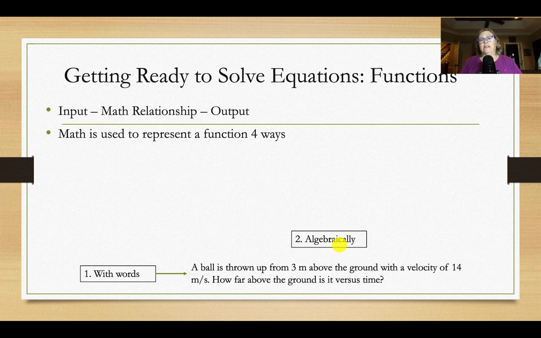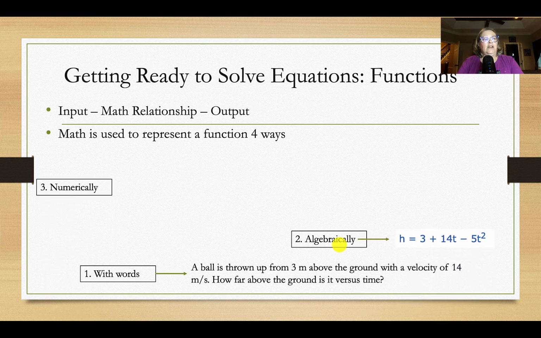We can also represent that algebraically. So we can turn those words into an algebraic expression or equation or formula. And in this case, it's that the height of the ball, how far it is above the ground, is equal to 3 plus 14t minus 5t squared. And you get that equation using the velocity and the acceleration in physics. I didn't want to go through that here, but it's not too hard to do.